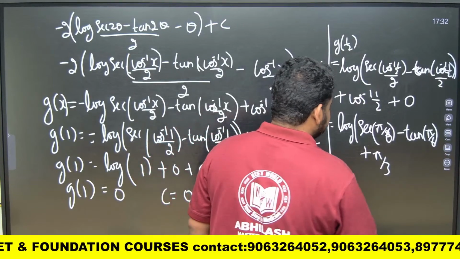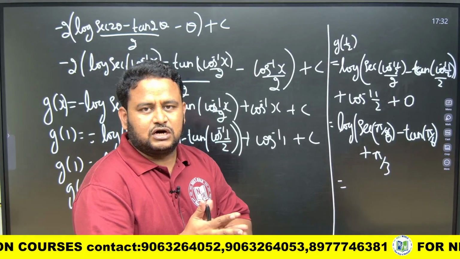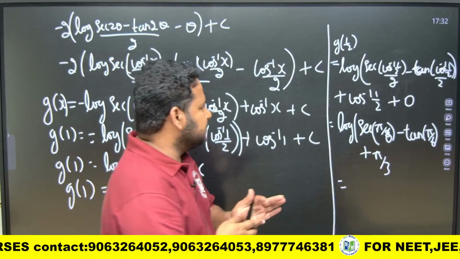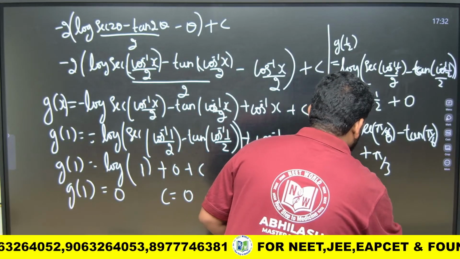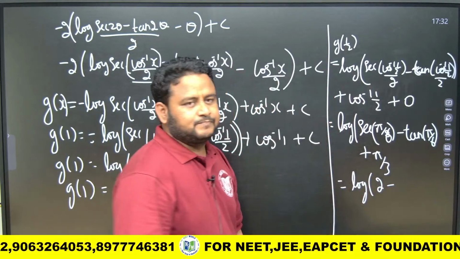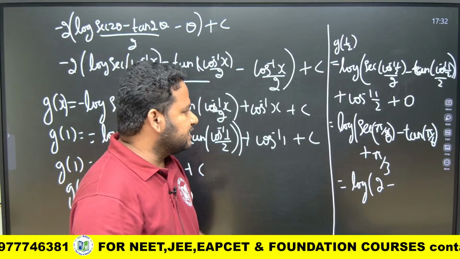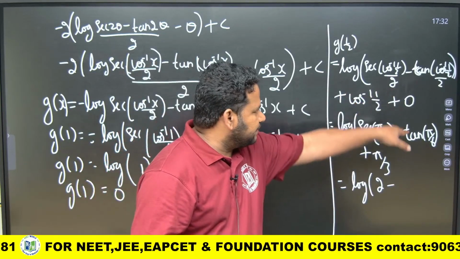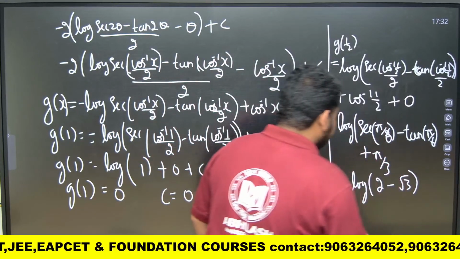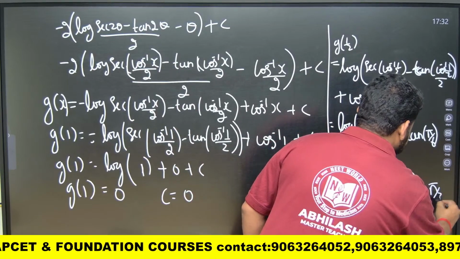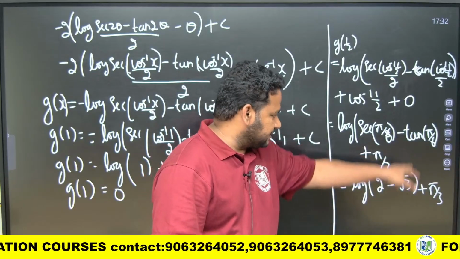Now log of secant pi by 6, that is secant 30. Cos 30 is nothing but 1 by 2, so secant 30 will be equal to log of 2 by root 3. Tan 30 is nothing but equal to 1 by root 3. On solving this we will get 2 by root 3 minus 1 by root 3, plus pi by 3.